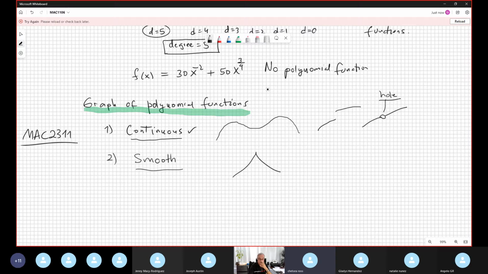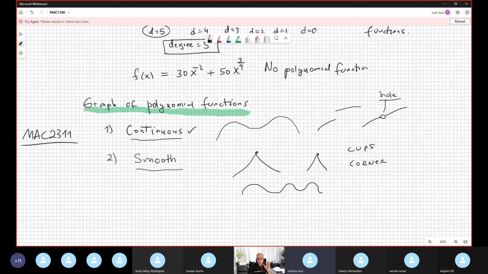Yes. However, not smooth because we have a corner here. A corner, a cusp. This is a typical name, cusp. Corner, points. This is a sharper point. This is not smooth. Smooth to be like that.